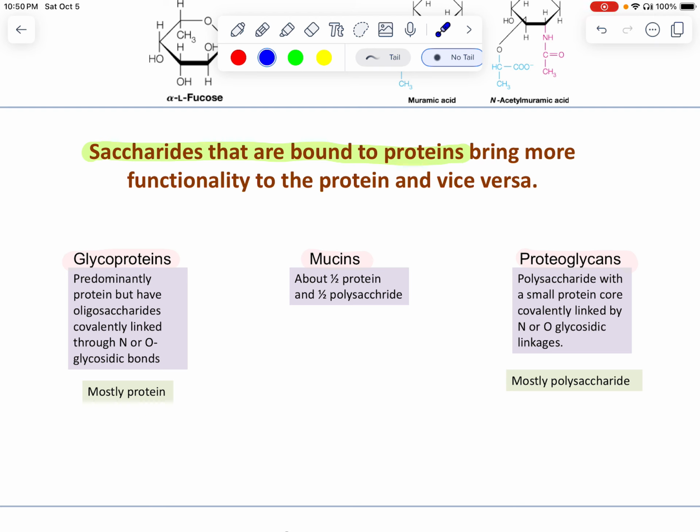And then right in the middle, we have these mucins. So these are between the two extremes. They're about half protein, half polysaccharide. This is a glycoprotein that's a part of mucus.